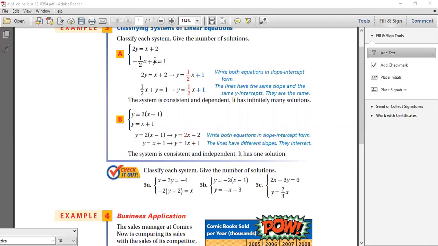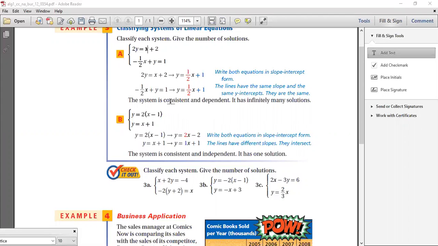Okay, now the same thing here, it's already half x. So when we move it to the other side, negative half x becomes positive half x plus 1. So if you see here, the slopes are the same, the intercepts are the same, which means basically they're talking about the same line. And from yesterday's lesson, what did we learn? If they are talking about the same line, that means the system is consistent. It has at least one solution.